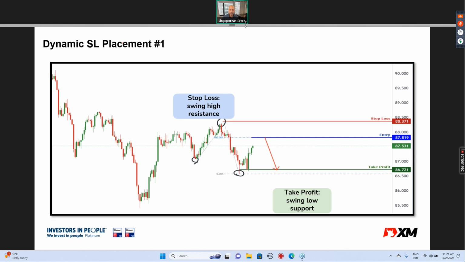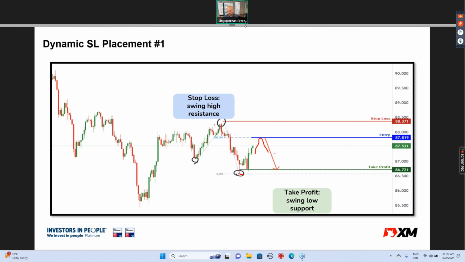All right, so now we're going to look at dynamic stop loss placement in this example one. Let's just say in this scenario, we have identified a potential sell entry here. So as price is rising up, we're going to open a sell entry. We've identified the take profit at just above this swing low here. You can see this is the absolute low. So we've identified a take profit that's slightly above the swing low support.